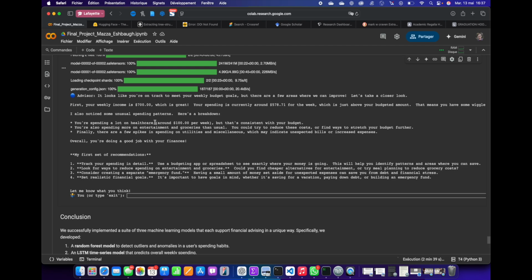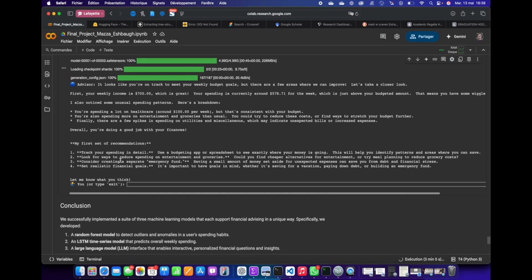A lot of money has been spent on healthcare. However, that's been pretty consistent. And we've been spending a lot on entertainment and groceries, which has been higher than usual. So it recommends trying to reduce these costs. And it also says that our utilities and miscellaneous categories have had some spikes recently, indicating unexpected bills or increased expenses. So it is trying to keep things as realistic as possible.